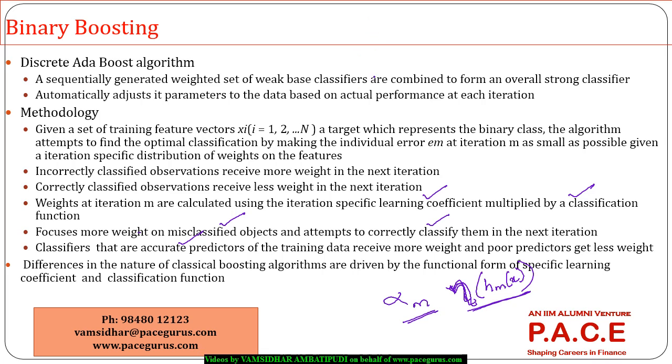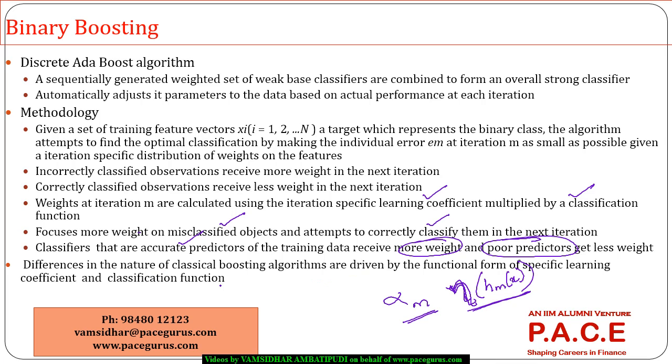Now in terms of the final selection process, those classifiers which are more and more accurate predictors of the training data receive more weight in the final selection process, and those classifiers which were not able to do a good job will be receiving lesser weight. So even the final selection is not a uniform weighted selection among all the iterations. Those iterations which are able to do a good classification will receive more weightage. Those iterations which were not able to do a good classification will receive much lesser weightage.